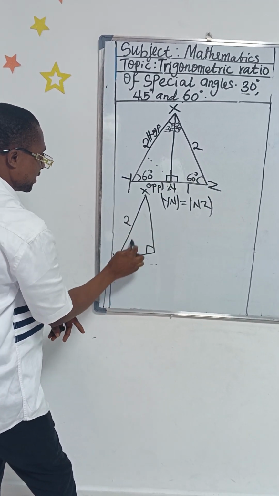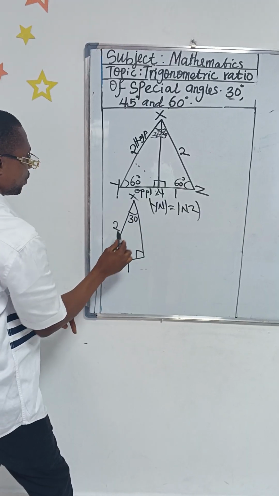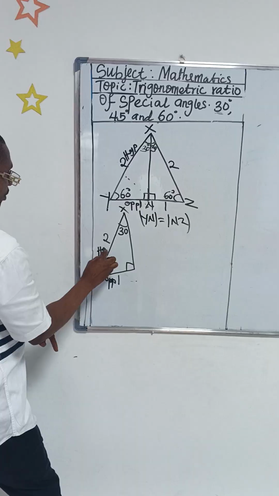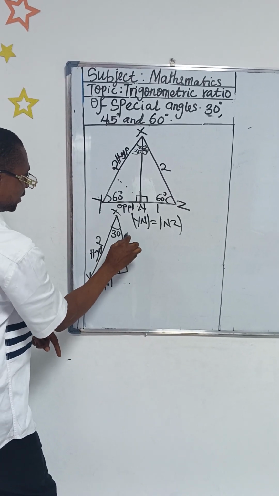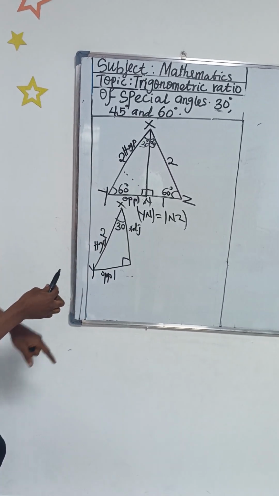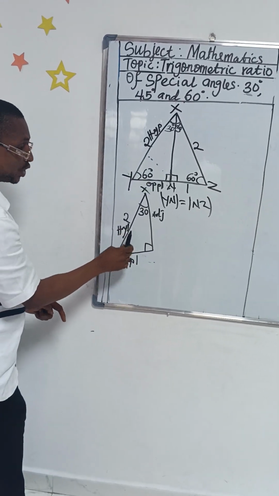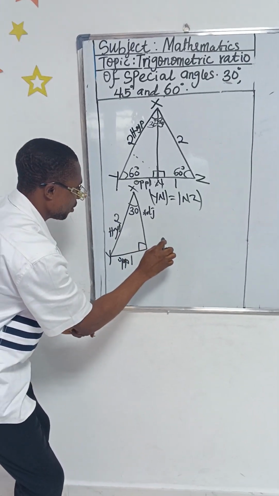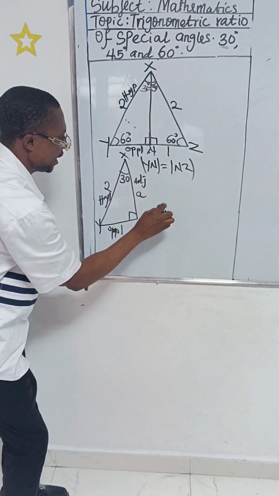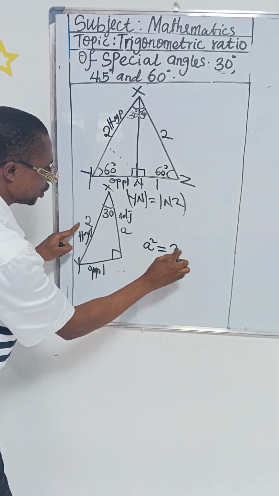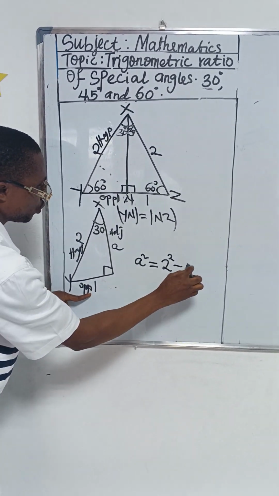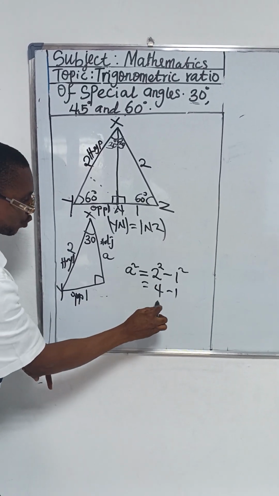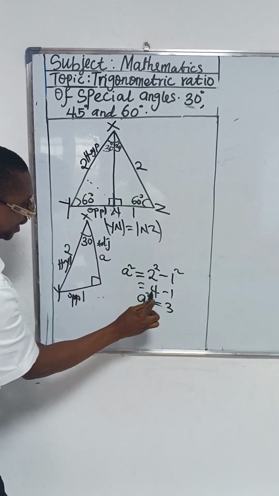How do we get this? This is a right angle triangle. Remember, I told you that this goes with opposite, this one goes with hypotenuse, and this place is adjacent. To get this side, we use Pythagoras, because it is a right angle triangle. So we say, as our side here is A, A squared equals hypotenuse, which is 2 squared, minus opposite, which is 1 squared. 2 squared is 4, 1 squared is 1. 4 minus 1 gives us 3. That means A squared equals 3.